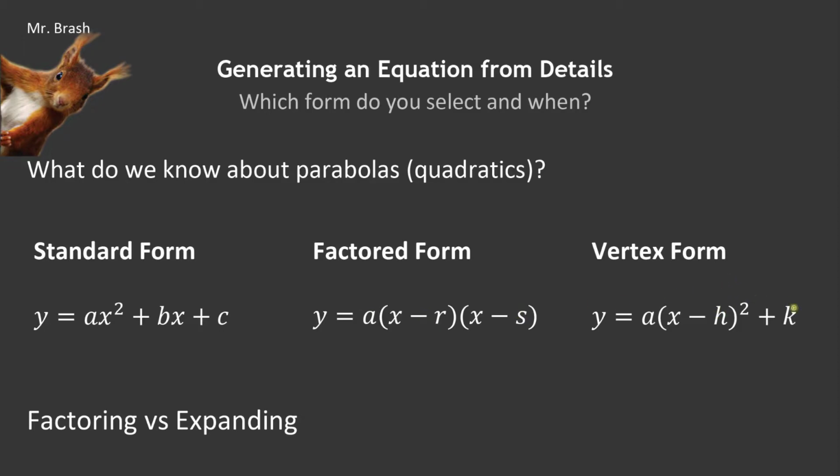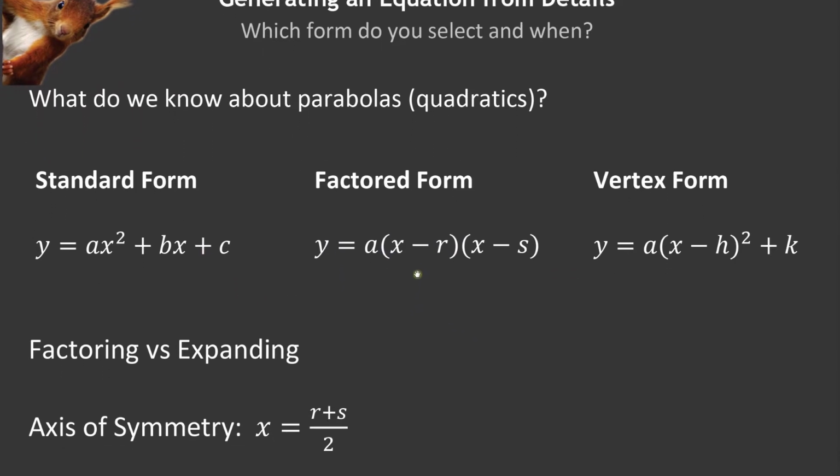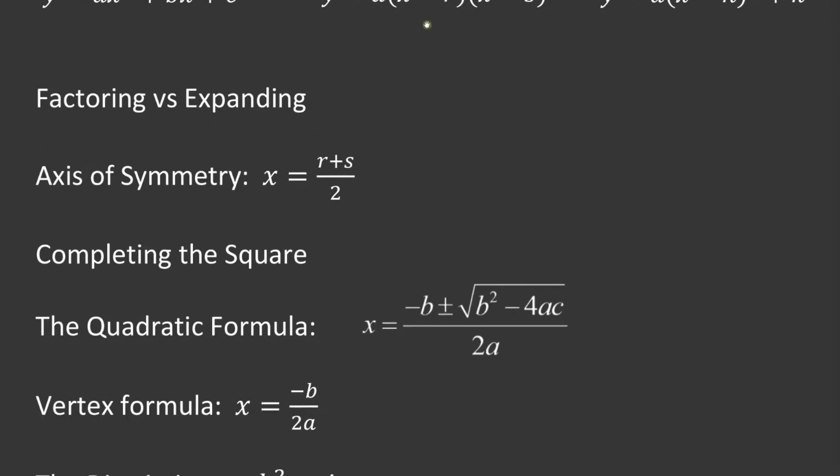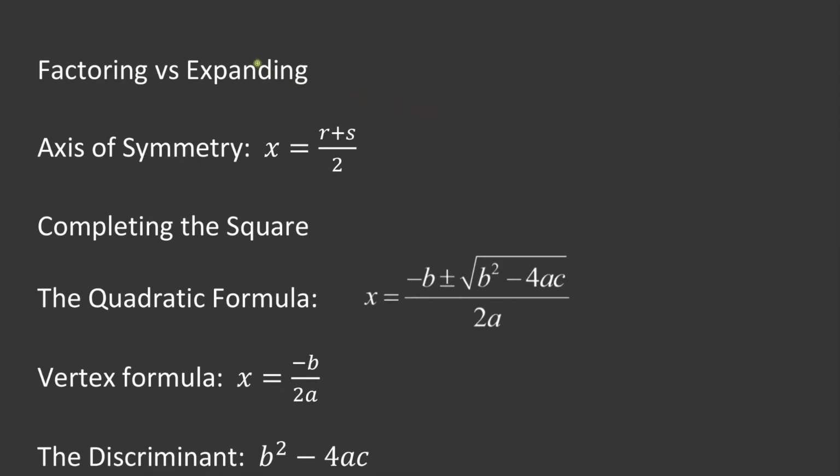Vertex form gives us the vertex with the h and k, still has that a value, and also we can generate the y-intercept if we needed to, and we can solve for the zeros. We can solve for the zeros pretty much in all three of these forms because of some of the tools and skills that we've learned. So at this point, we need to know the difference between factoring and expanding, and when we might use one versus the other. The axis of symmetry of a parabola is super important.